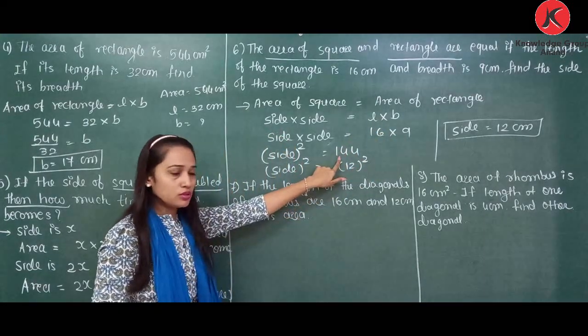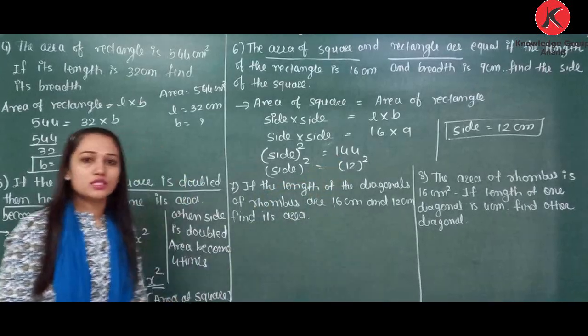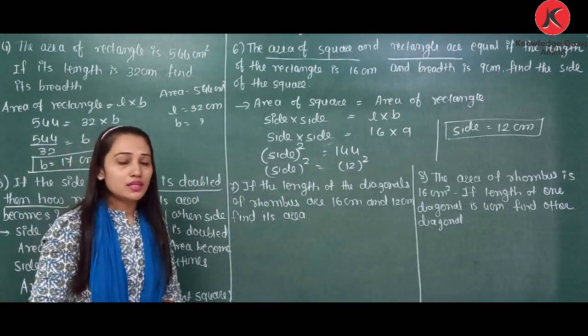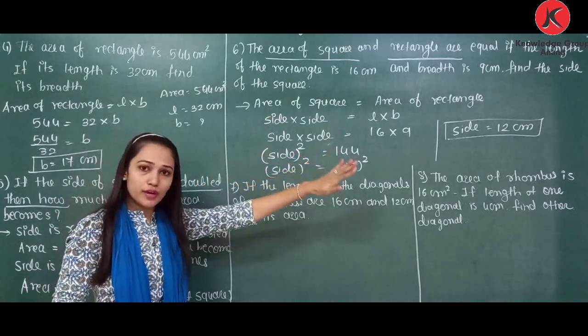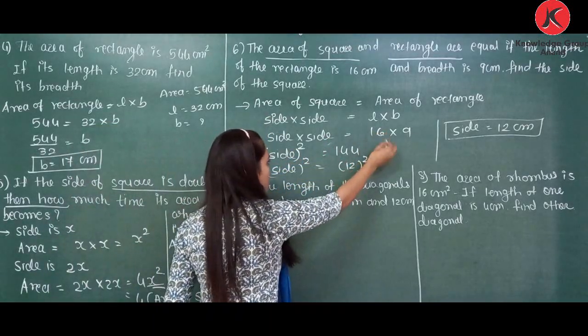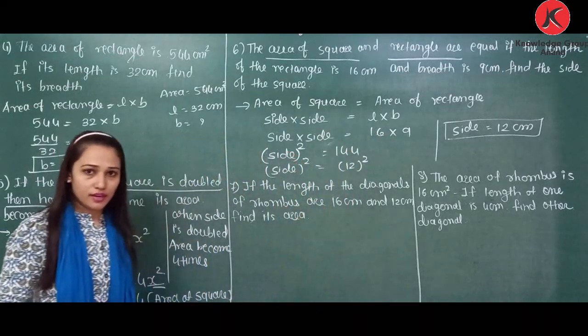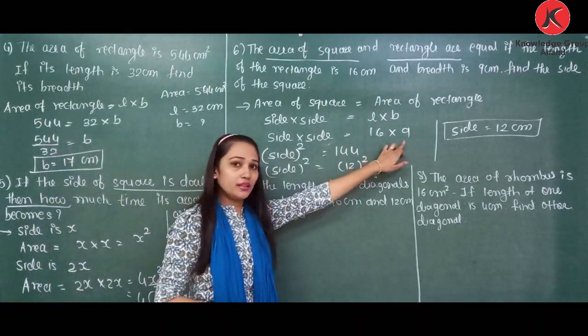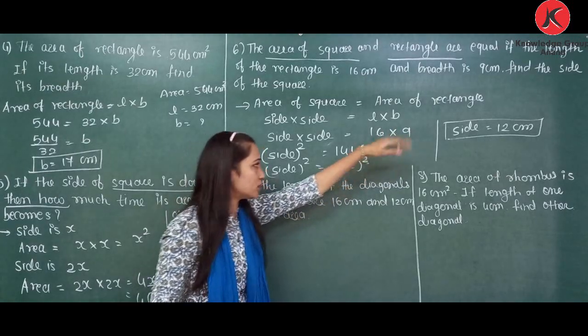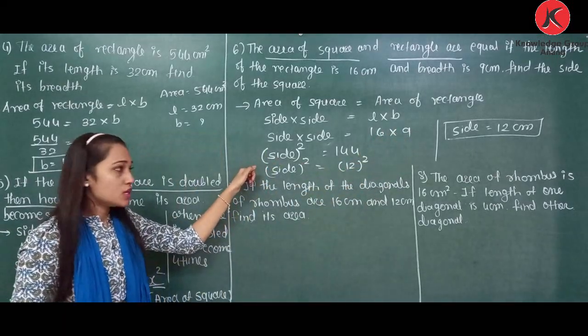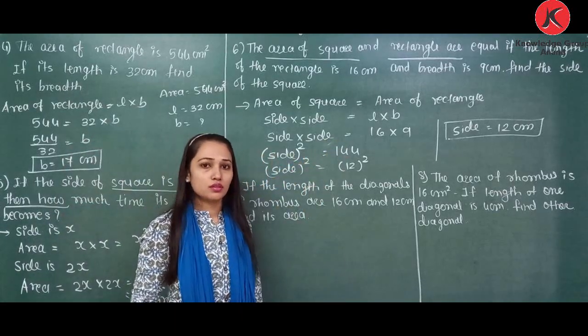It is 144, and that is the square of 12. So side is equal to 12. In some examples, it is written that the side of a square is 9 and the length is given. You need to find the breadth. At that time, take this 16 to the right side and divide. So you will get the value of breadth. Sometimes breadth is given and you need to find length. So take this length and divide the side by it. That will give the value of length.